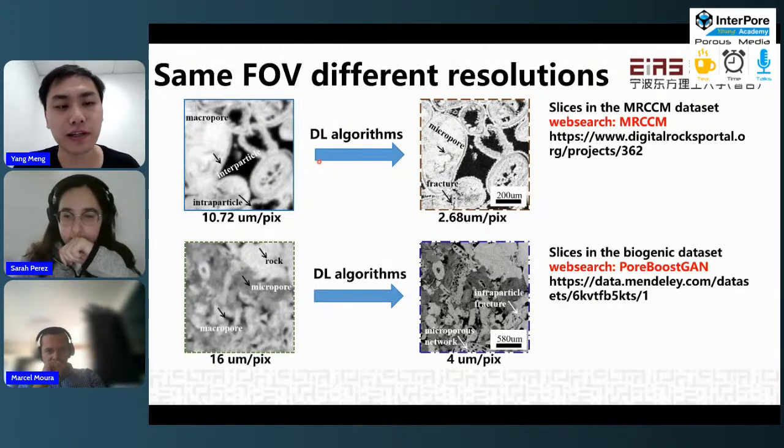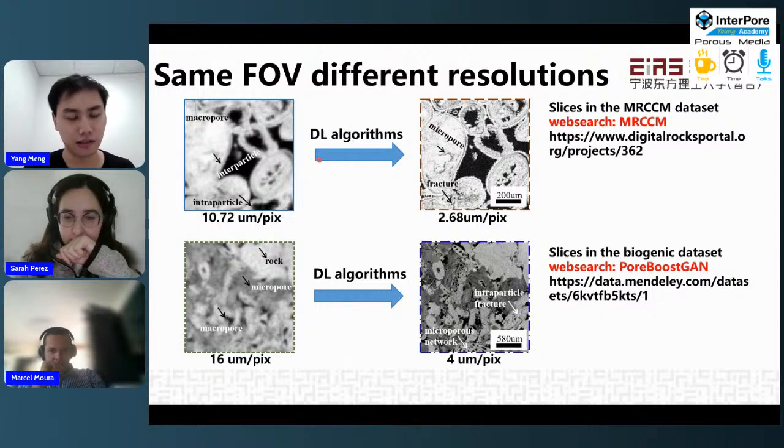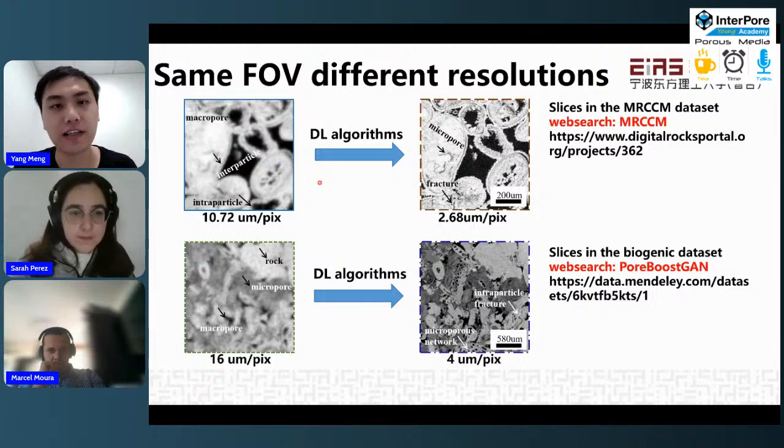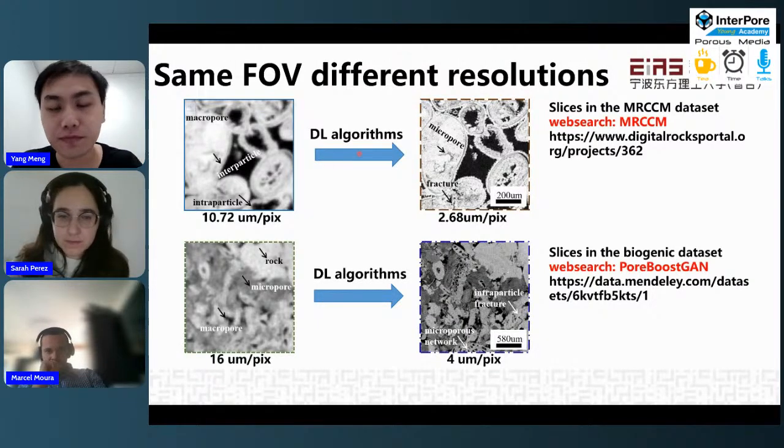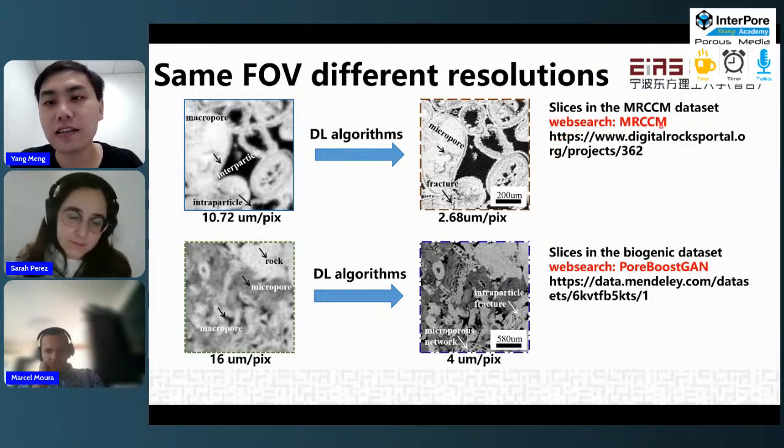What we can do right now is to use the deep learning algorithm to bridge the gap between the low resolution image and the higher resolution images, which means we can use the lower resolution image to create the same FOV but higher resolution images. This is our task.